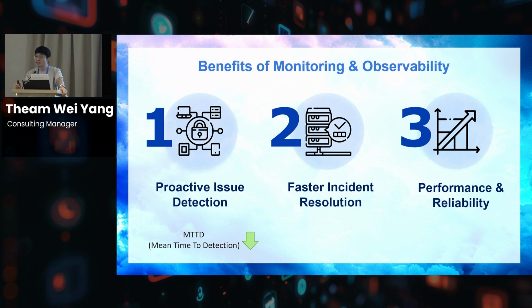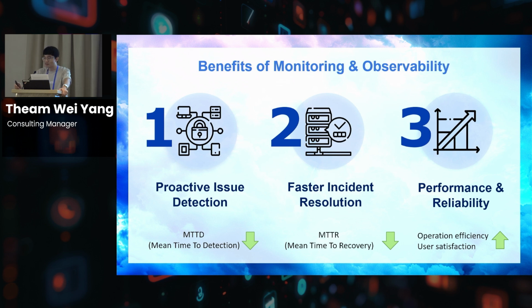Secondly, faster incident resolution. With an observability tool, you can easily trace and narrow down to the root cause, which in return greatly reduces your MTTR, your mean time to recovery. Finally, you have better performance and reliability. With this comes improved operational efficiency and, of course, user satisfaction.